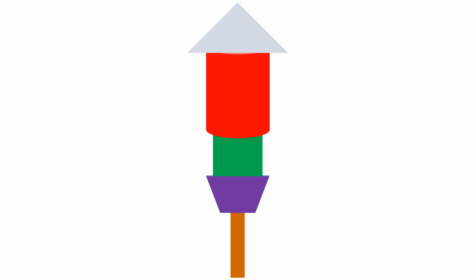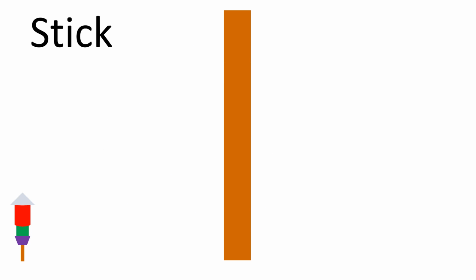This is a drawing of a firework. The firework has 5 parts: the nose cone, the effect, the charge, the fuse, and the stick. Let's start with the stick. The stick keeps the direction of the firework.